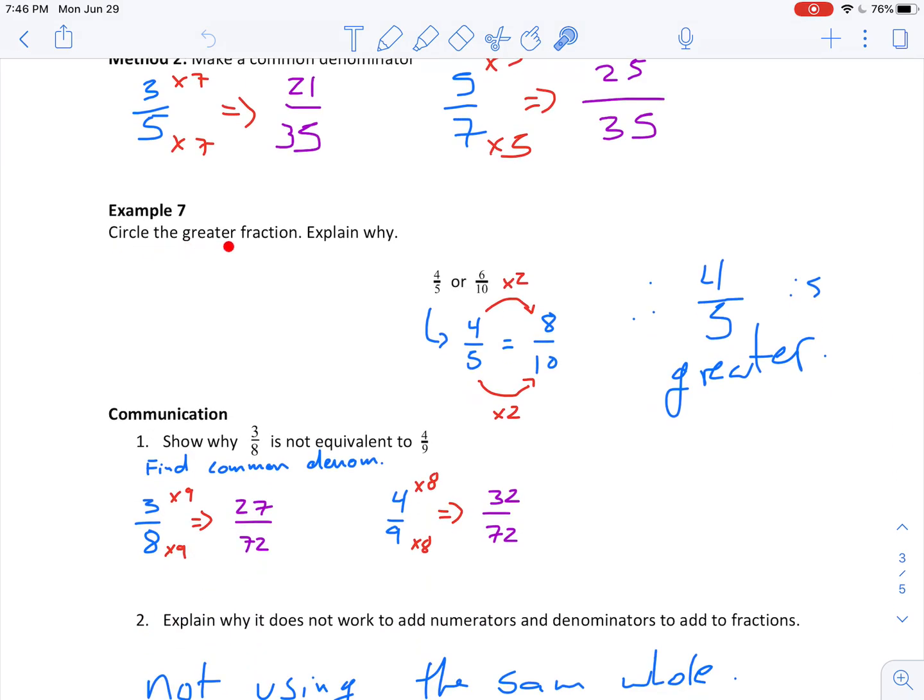Circle the greater fraction and explain why. So I have 4/5 or 6/10. Well, in one shot, I can't really just determine that. I need to make them common denominators. So 4/5, I can turn 5 into 10 by multiplying it by 2. What I do to the bottom, I have to do to the top. So 4/5 is the same as 8 over 10, which is more than 6 over 10. So that means that 4/5 is greater than 6 over 10.